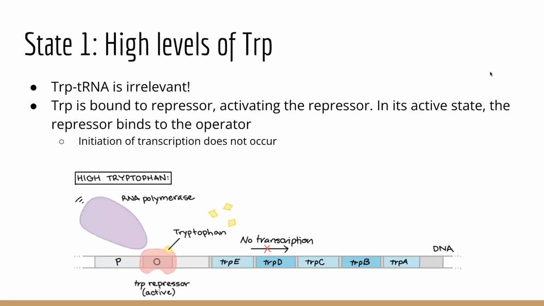All right, so this is the first situation. If you have high levels of trip, regardless of tRNA, like we just talked about, the amount of trip tRNA is irrelevant because you have high levels of trip. So trip will be bound to the repressor, activating it. The repressor will bind to the operator, and you don't get initiation of transcription. RNA polymerase will not be able to go down. Sounds good?